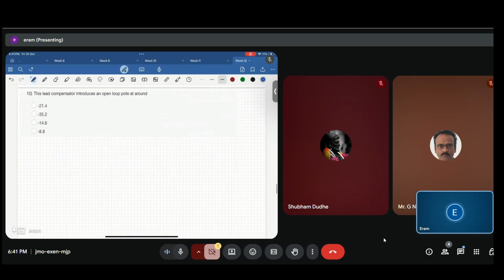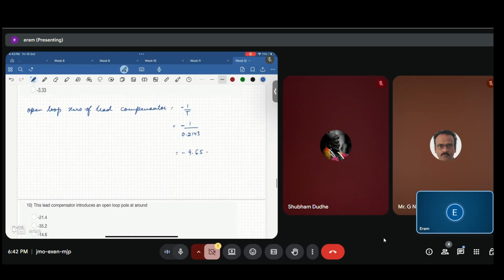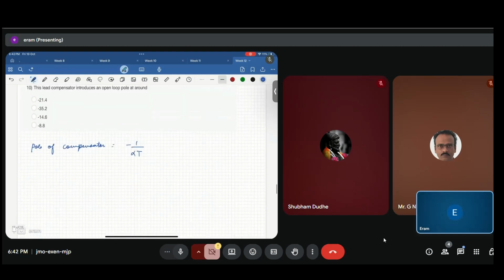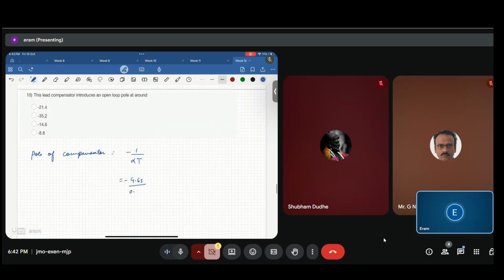And similarly calculate the open loop pole. So this is located at minus 1 by alpha T, and minus 1 by T we have already calculated, it is 4.65, and alpha is I think 0.22.